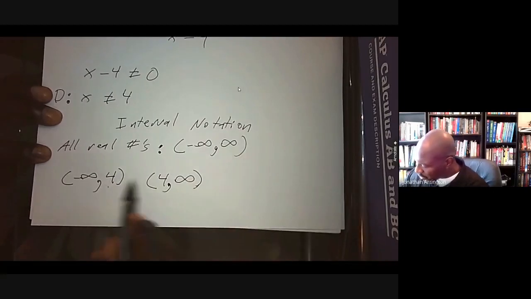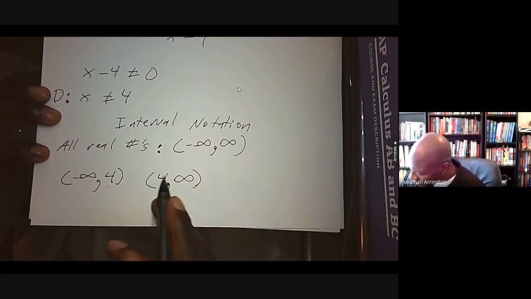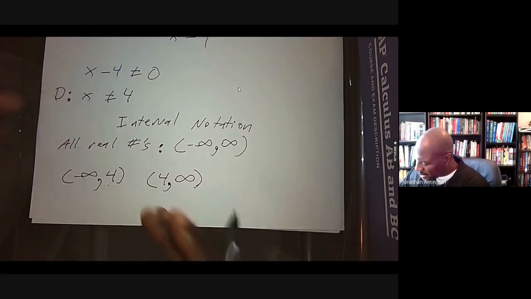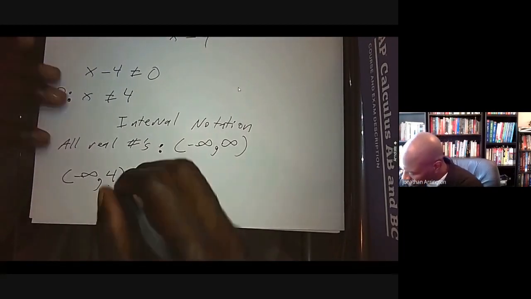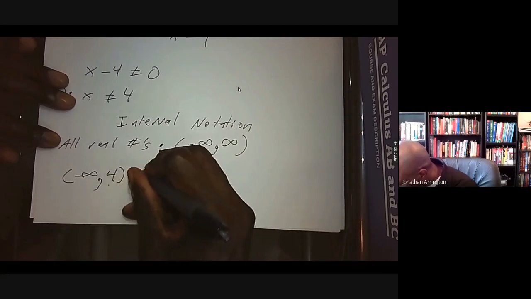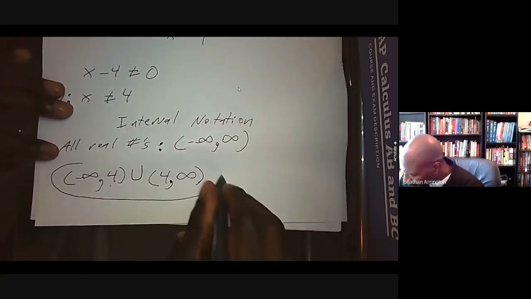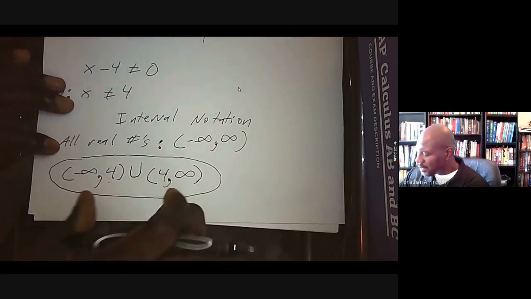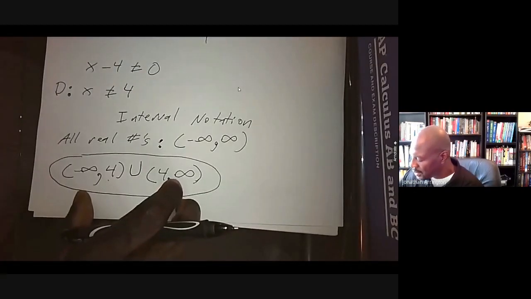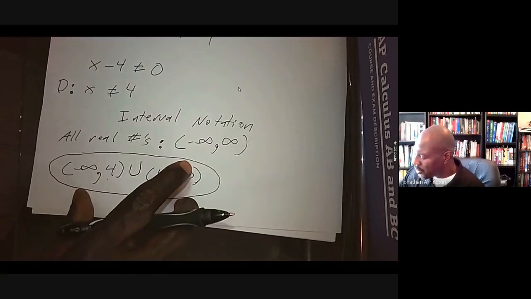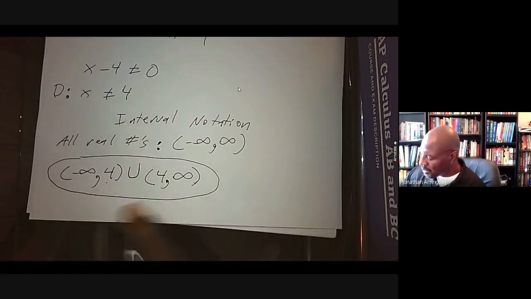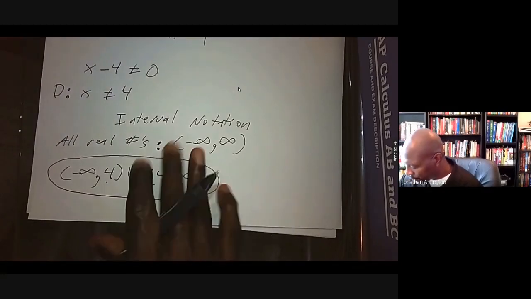Now you may say you wrote the 4 twice, but I did, but they have parentheses on them showing it's not included. And these two are together in union, so we generally put this union sign here. And this is how we write in interval notation that the domain is all real numbers except for 4. So negative infinity to 4, union 4 to infinity.